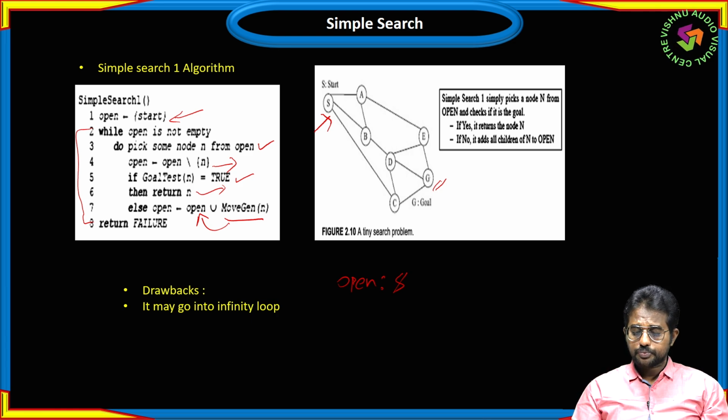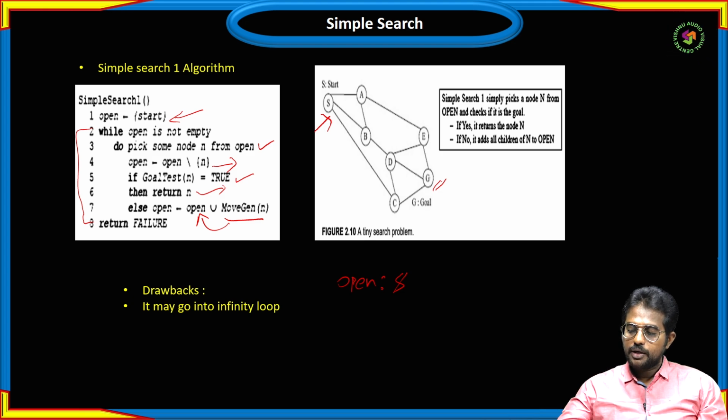Next, the goal test condition is applied on S. S is not a goal node, so it will come false. Then we will directly go to the else part. In the else part, we have to apply moveGen on S.